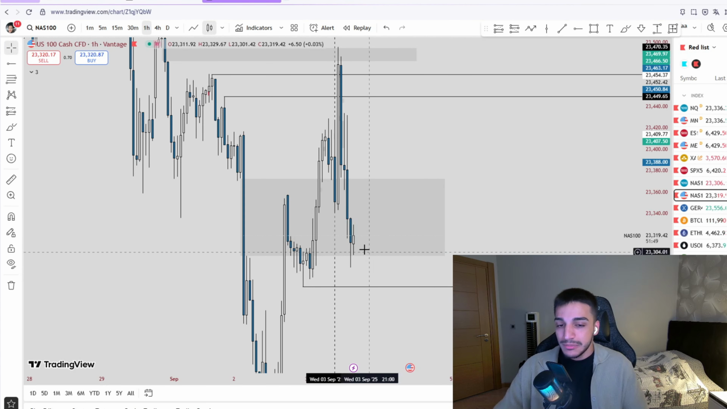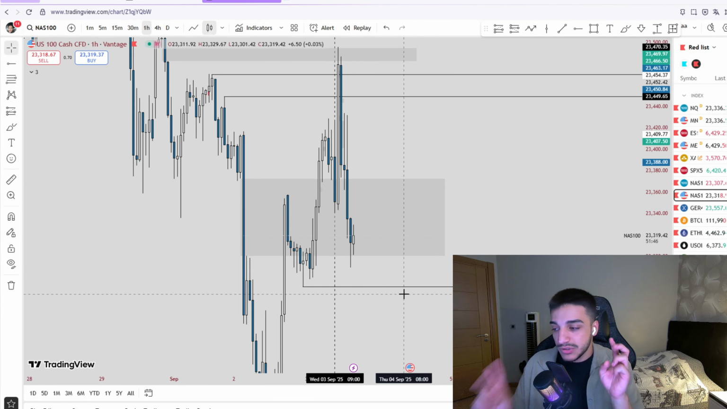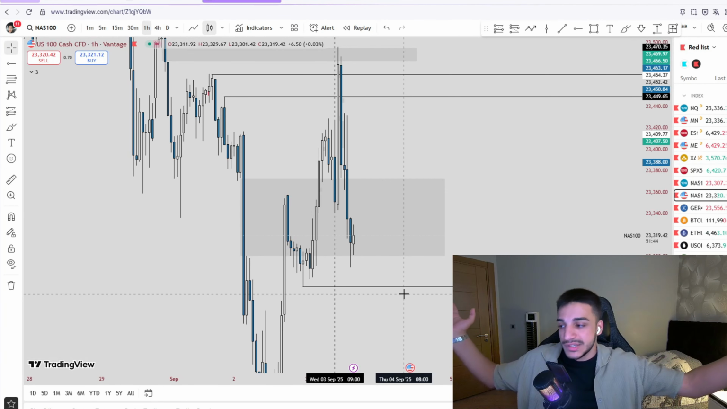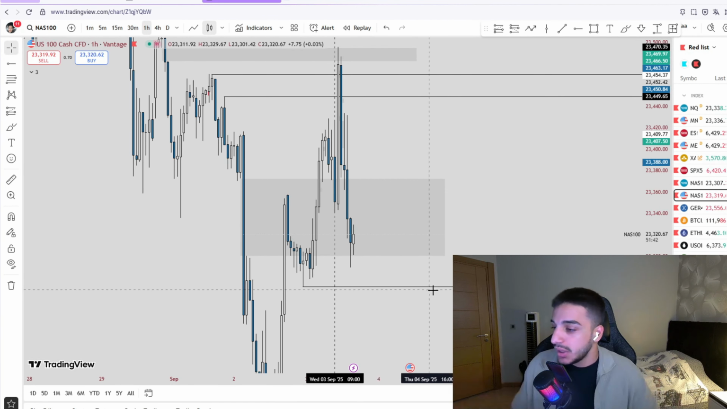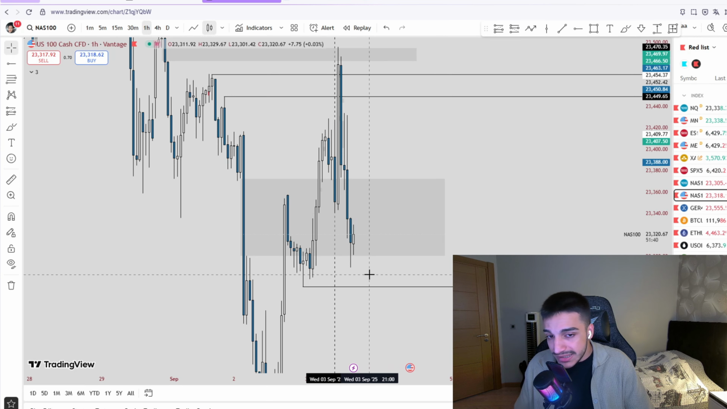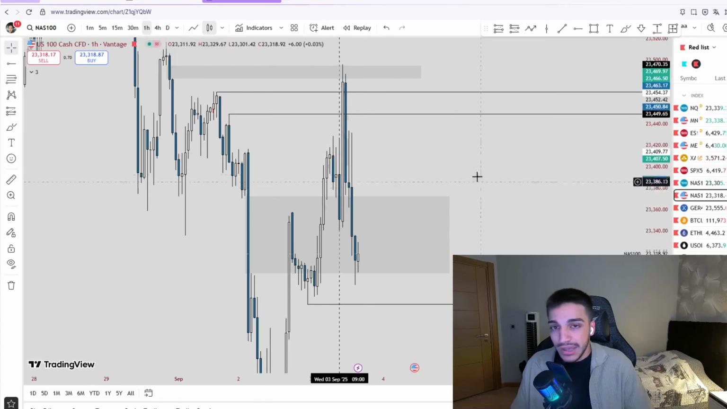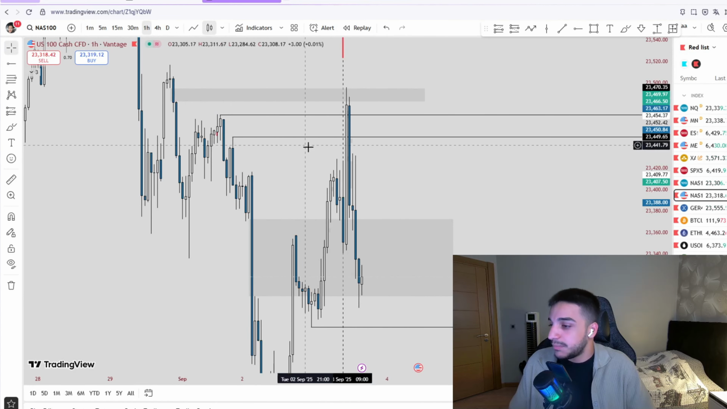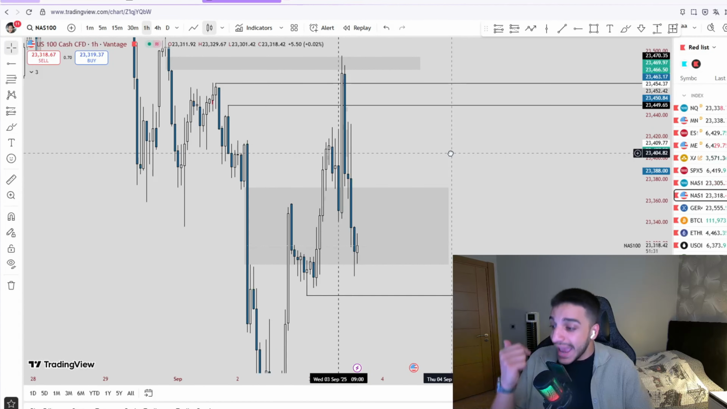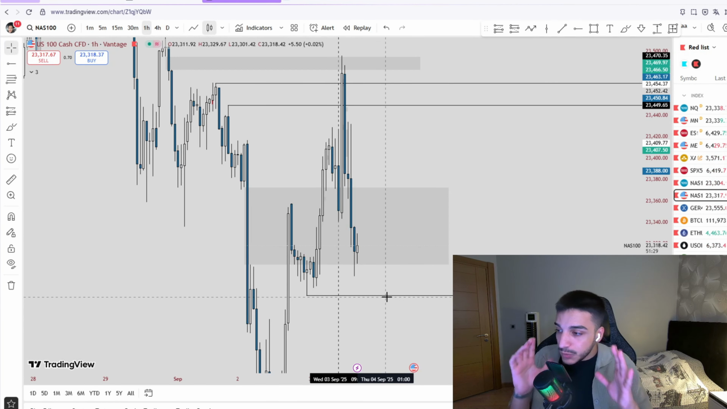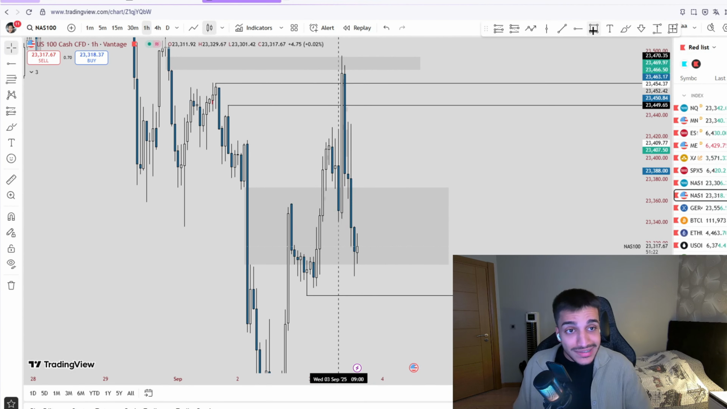Logically, price can sweep these lows. I'm just explaining to you. If you see that, after price took both liquidity, we have to get that low to go higher. If price wants to go higher, it has to take these lows, because what does liquidity mean? Liquidity means pending orders.